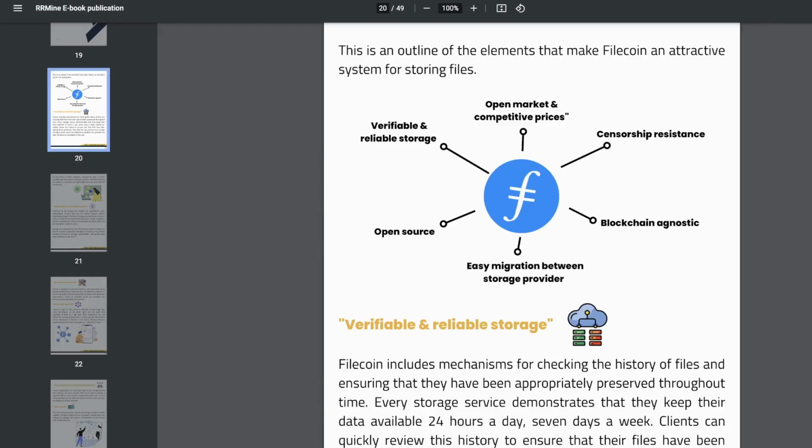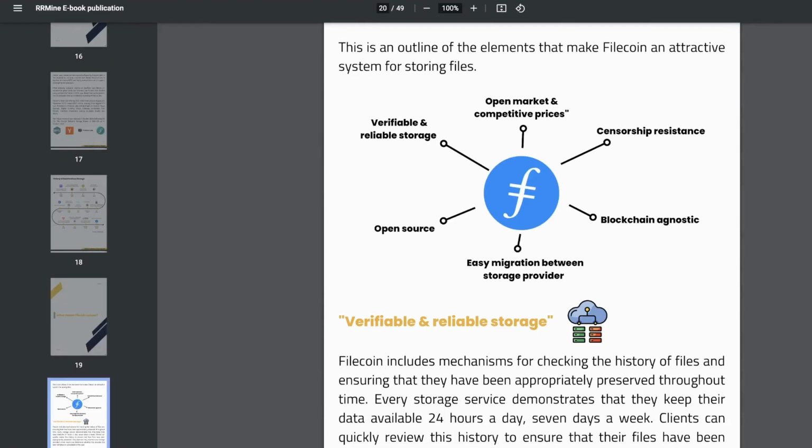Overall, both proof of replication and proof of space-time are designed to incentivize storage miners to store data reliably and securely, while also discouraging them from attempting to cheat the system. This helps to ensure that Filecoin's decentralized storage network remains secure and trustworthy for all users.